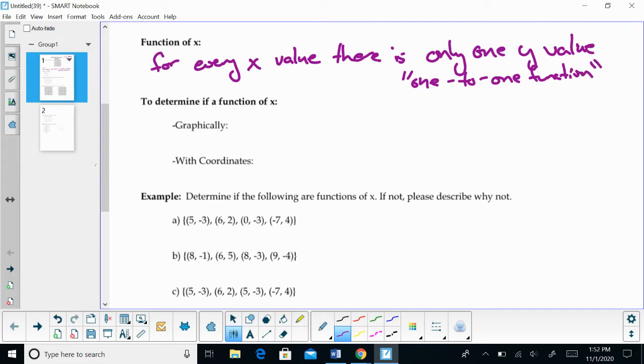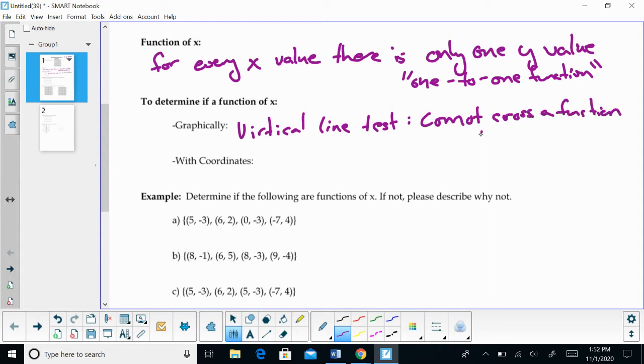There are a couple of ways to determine if something is a function. The first way is graphically. We use the vertical line test. And when we're using the vertical line test, the line cannot cross a function more than once.